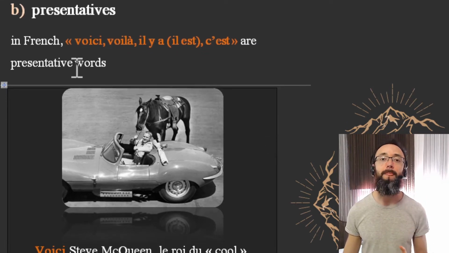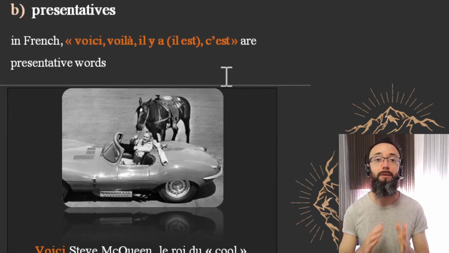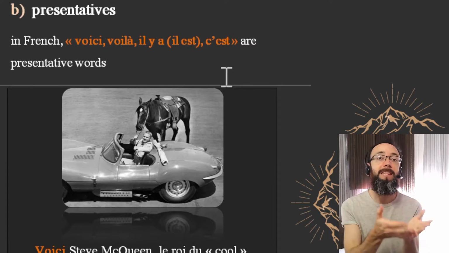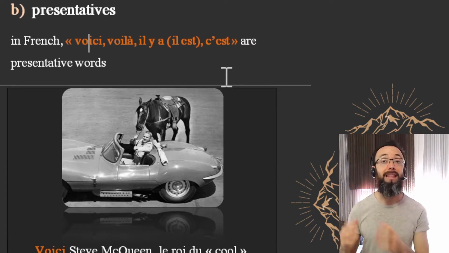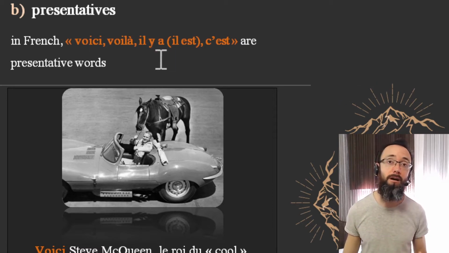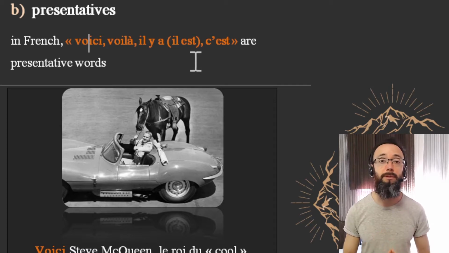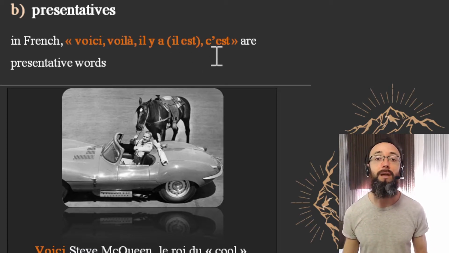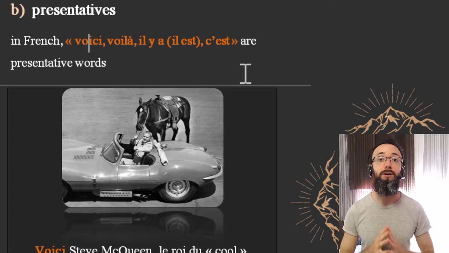And in French, this is what the presentatives are. We're going to have voici, this is, here is; voilà, that is, there is; il y a, there is, there are. Could also put it in the plural, in the future, in the past. It's very versatile. And we have c'est. It is, that is, etc., etc. Those are presentative words. They are not really complex. When you put them one next to the other, it's not really very difficult.